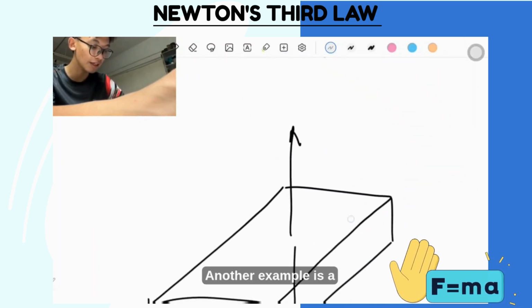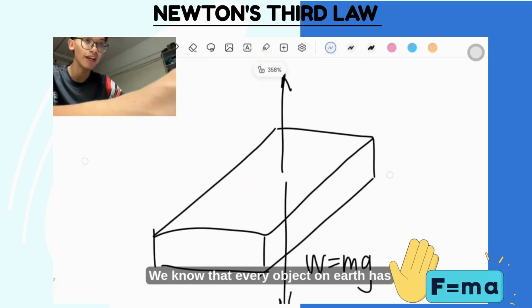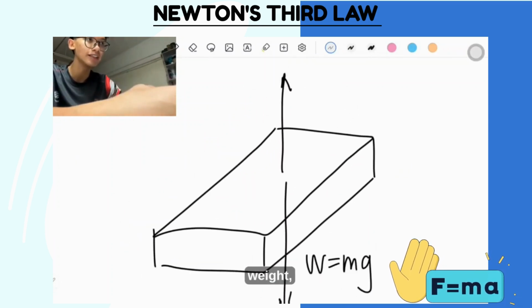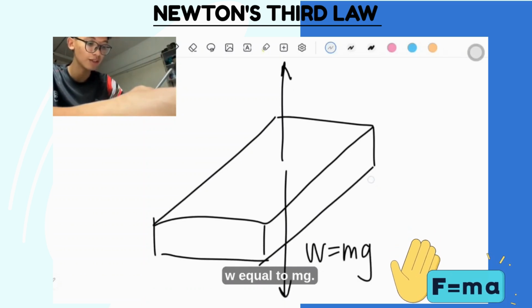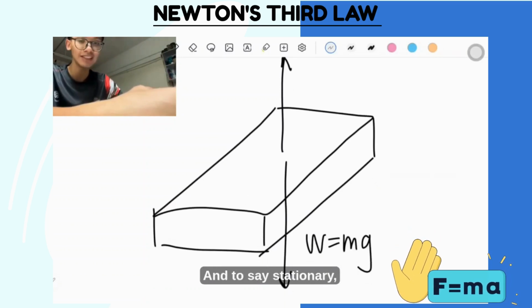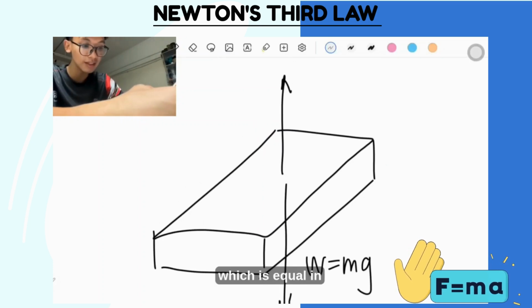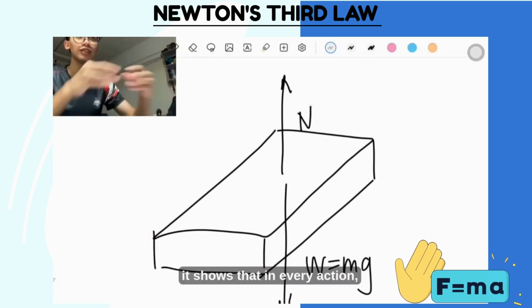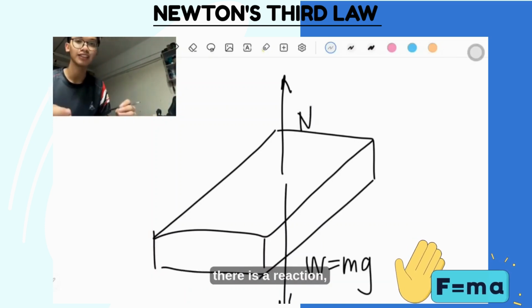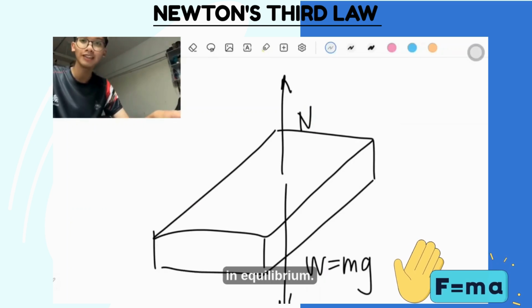Another example is a book stationary on a table. We know that every object on Earth has weight, so weight is always pointing downward, W equals mg, and to stay stationary, there's also a normal force which is equal in magnitude but in the opposite direction to the weight itself. Therefore, it shows that in every action there is a reaction, which causes the system to be in equilibrium.